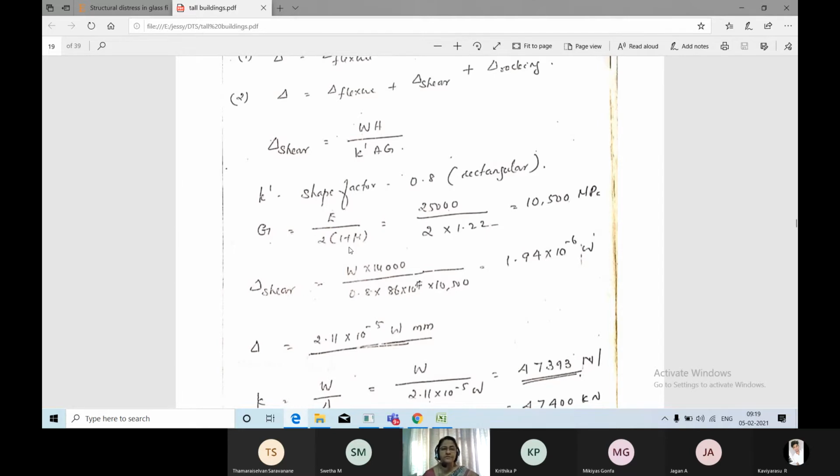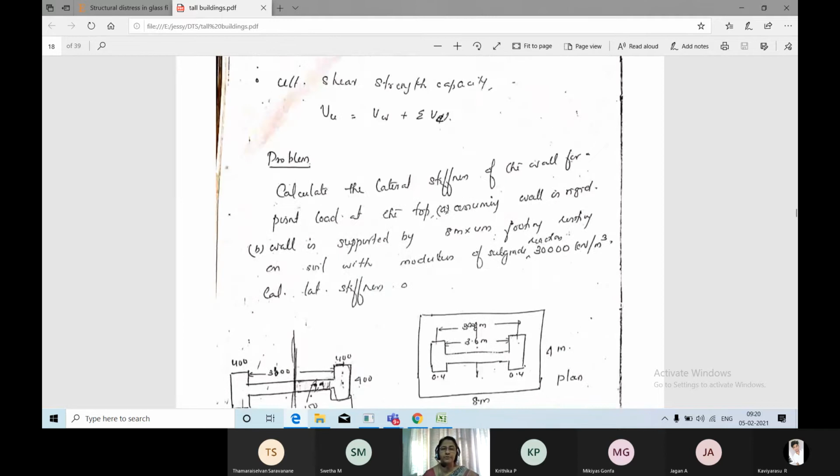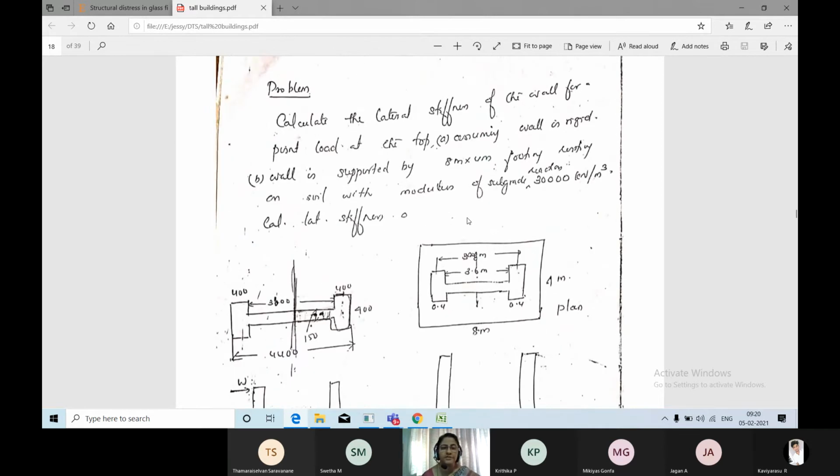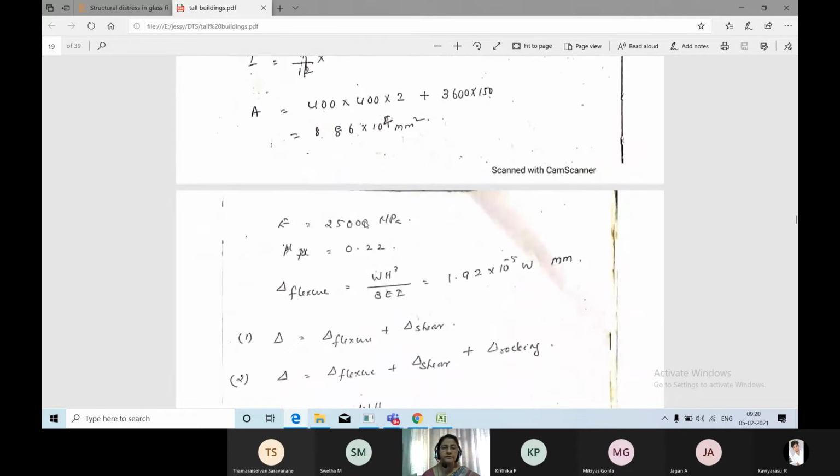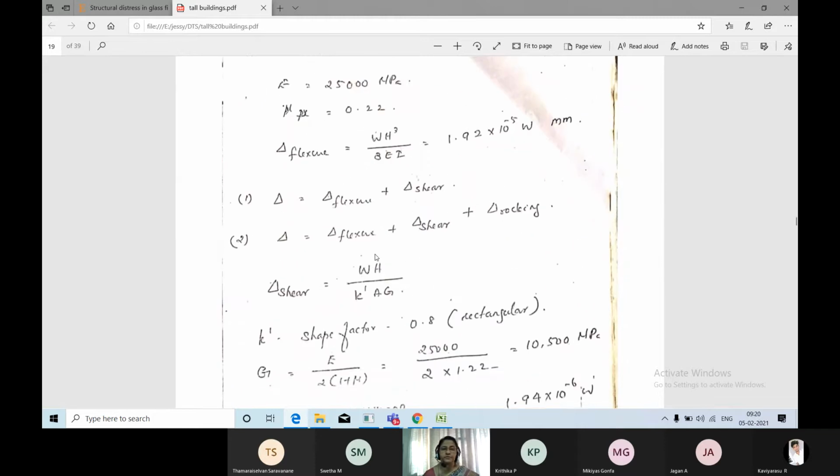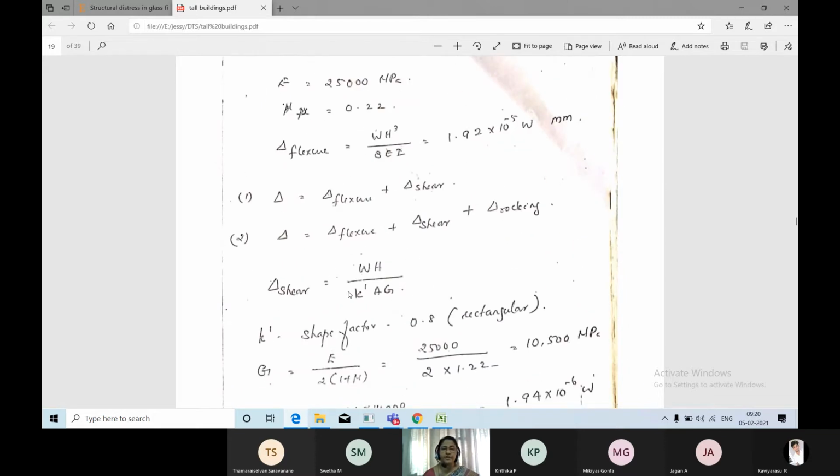Modulus of rigidity is E by 2 into (1 plus mu), where E is the modulus of elasticity. I think the E value and mu value are also given. Okay, here it is missing, but I think it is given here. The modulus of elasticity is 25,000 Newton per mm square, that is MPa. The Poisson's ratio mu is given as 0.22. So the delta shear can be calculated as WH divided by K dash AG.